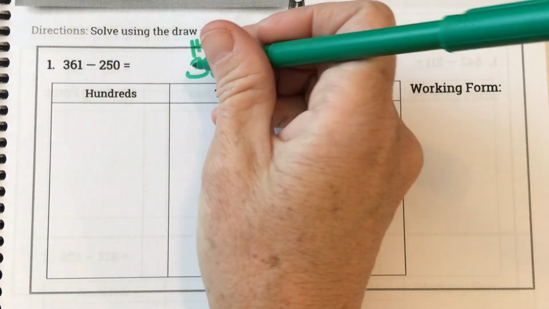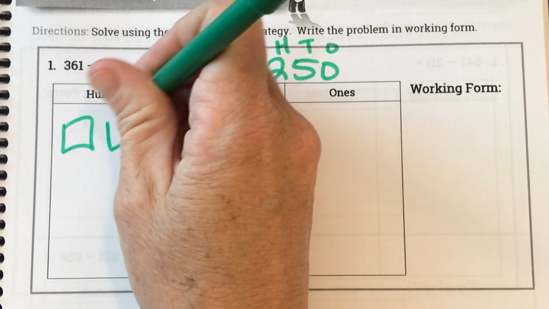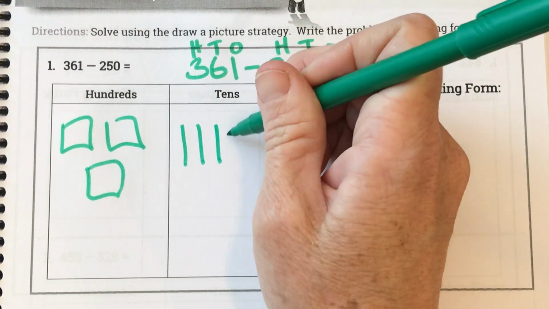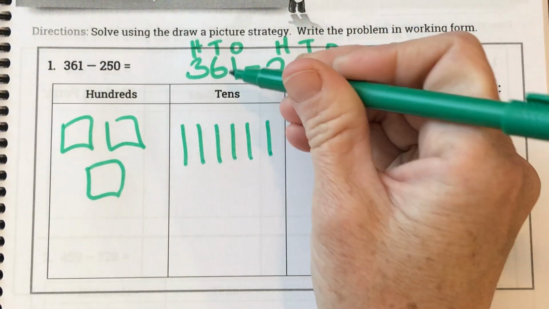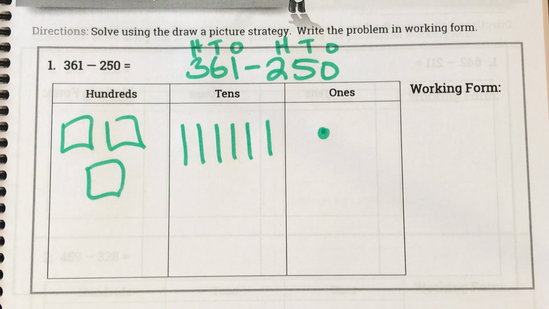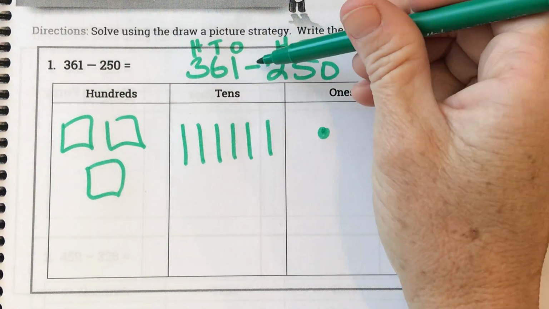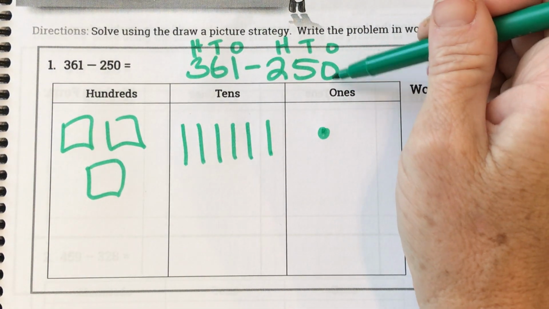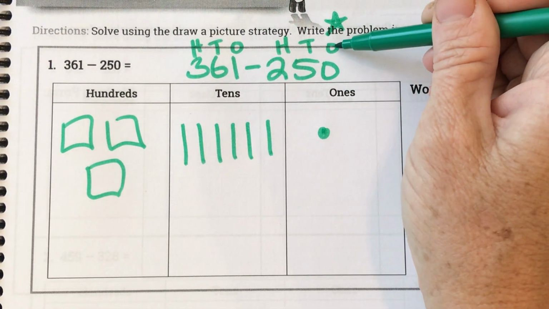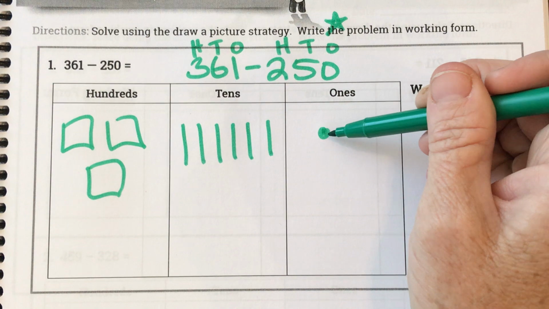So I have 3 hundreds. I have 6 ten rods, 1, 2, 3, 4, 5, 6. And I have 1 one. Okay, that's our minuend. That's what we have. Now what they want us to do is subtract our subtrahend. They want us to always start with the ones column, remember? They want us to take away 0 ones. Okay, let's not take any away.